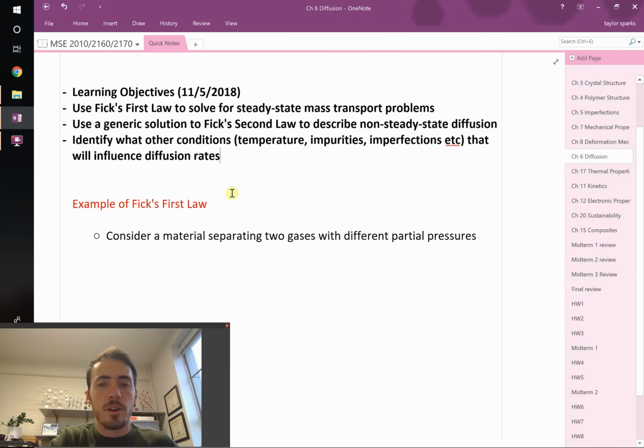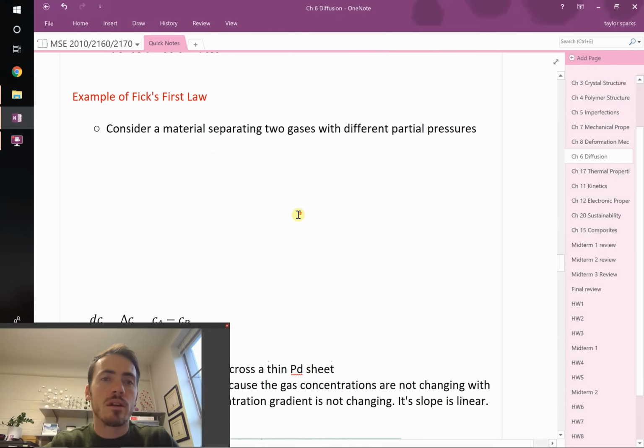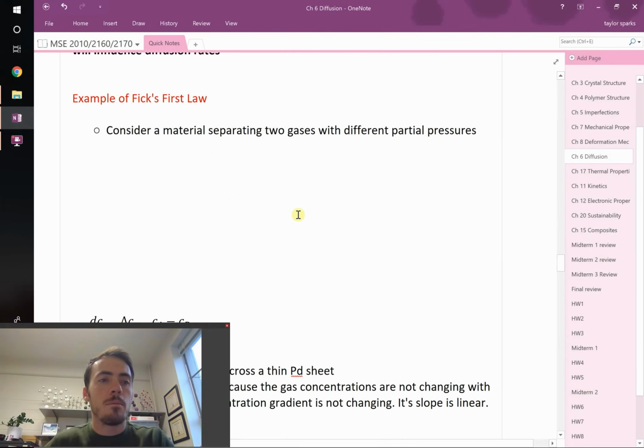Okay? So let's start out with an example of Fick's first law. Let's consider a material like a metal, and it's separating two different gases, the same gas on either side, but with two different partial pressures. Or in other words, the gas on one side is much more concentrated than the gas on the other side.